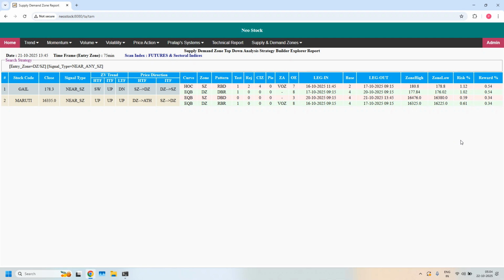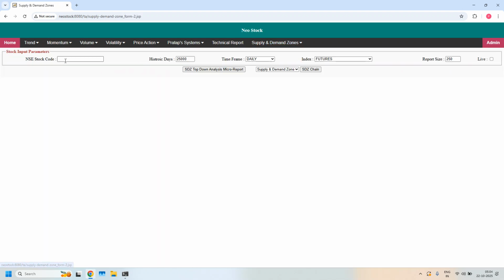Okay, next I will generate NIFTY and BANKNIFTY supply demand zone chain reports. So I am generating the monthly supply demand zone chain for NIFTY.